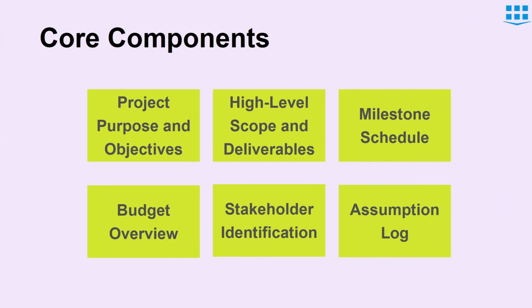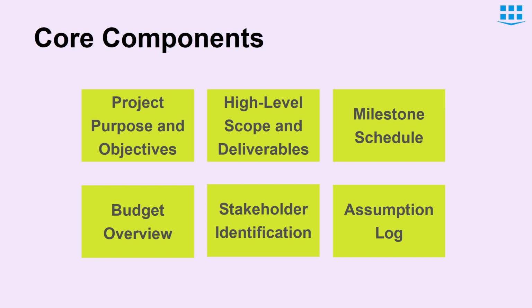The core components of a project charter are project purpose and objectives, high level scope and deliverables, milestone schedule, budget overview, stakeholder identification, and assumption log. Although these are the core components, the project charter can be changed as per the requirement of the project. One thing to note here is that the stakeholder identification process goes throughout the project lifecycle. It is not just done in the initial stage while creating a project charter, but also throughout the project phases.